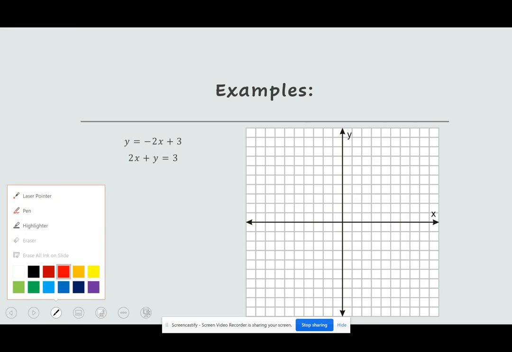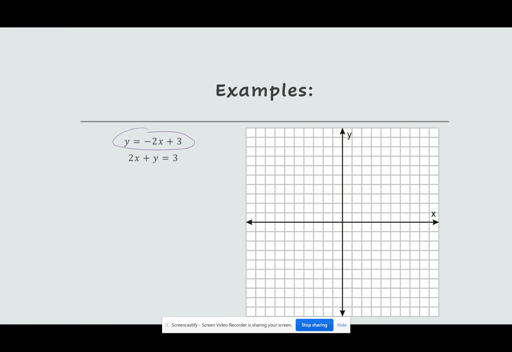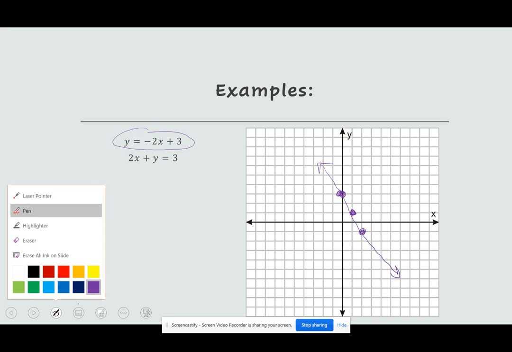For this last one, the first equation is in slope-intercept form, so I'm going to go ahead and graph that one. We have y equals negative 2x plus 3. I'm going to count down 2 and over 1, and so on. We can always go back and add more points if we need to.